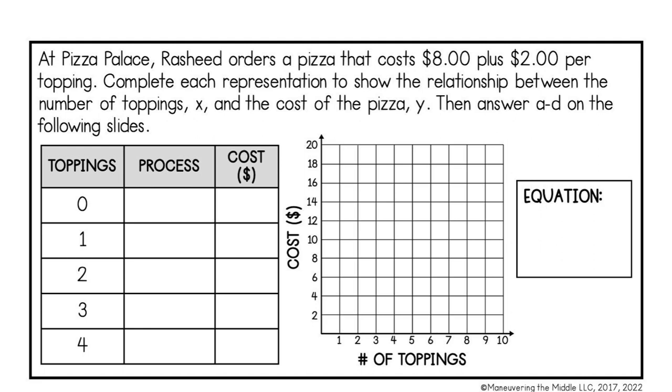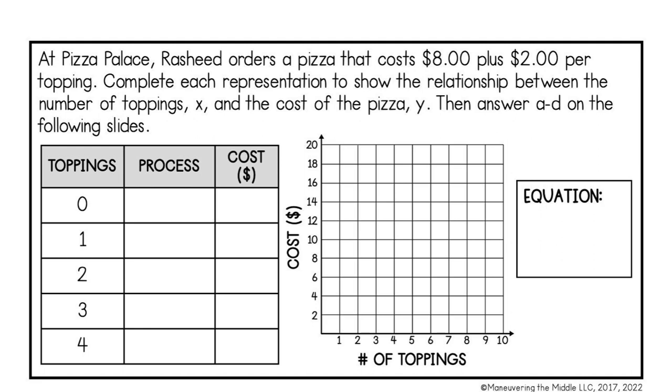All right, let's do a couple problems together. At Pizza Palace, Rashid orders a pizza that costs $8 plus $2 per topping. Complete each representation to show the relationship between the number of toppings, x, and the total cost of the pizza, y. Then answer A through D on the following slides.